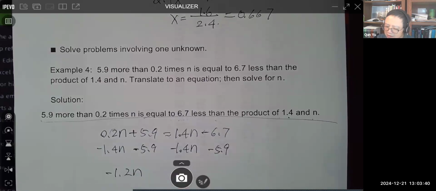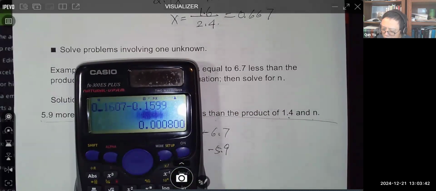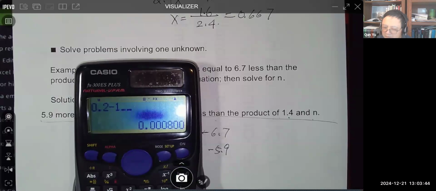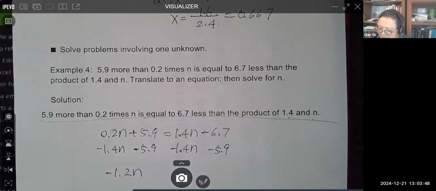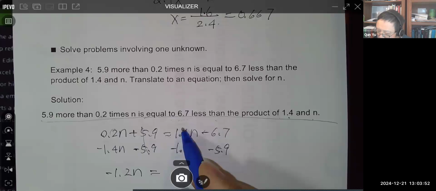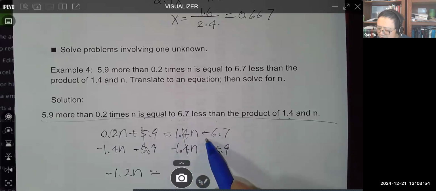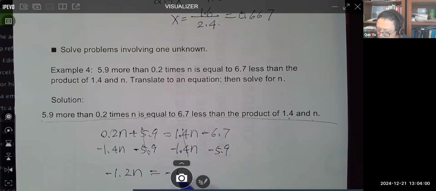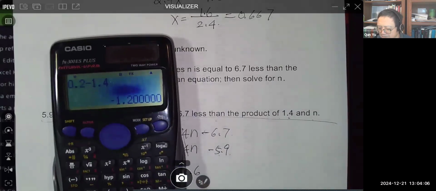Let's do that using the calculator. 0.2 minus 1.4, negative 1.2, right? And this 0.2 canceled. We get negative 6.7 minus 5.9. Make sure you do the calculation right. And from my head, it's going to be negative 12.6. But let's check it using the calculator.